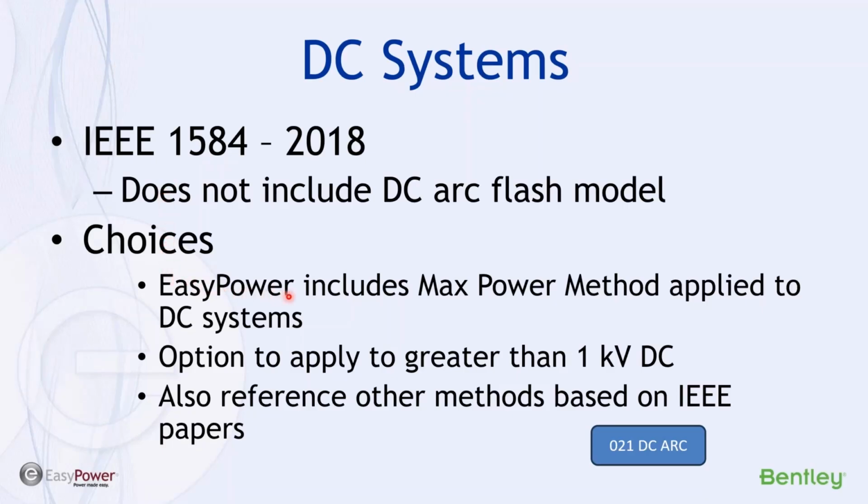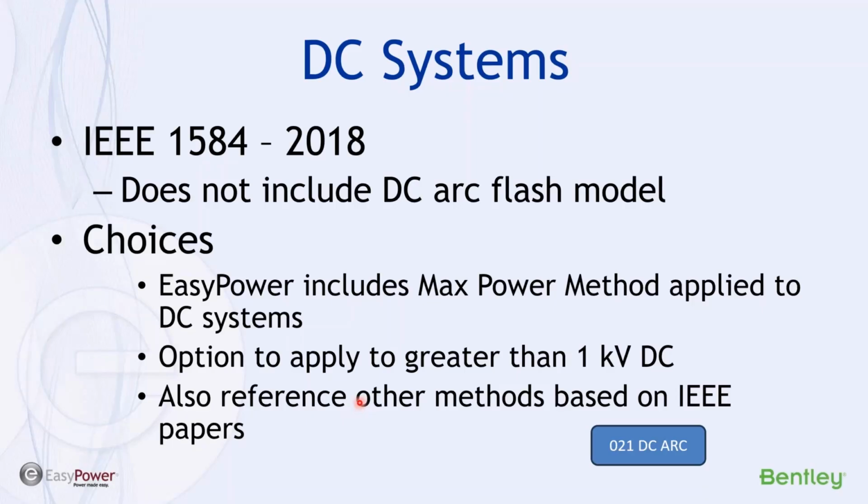In EasyPower, that choice is a max power method, and it can be applied to any DC systems, including greater than 1 kV, again, at the option of the operator. Now, with that said, there are several papers that are being presented or have been presented at different conferences on this topic, and there seems to be a general consensus that the max power method is relatively conservative, and so there is a move afoot to define, I guess, more or less restrictive standards, but until some agreement is on it in EasyPower, they won't be included.